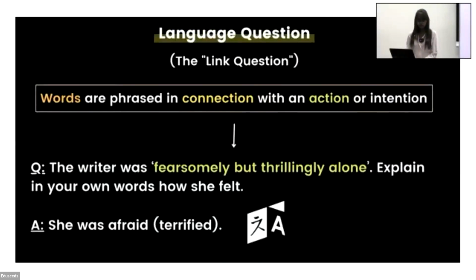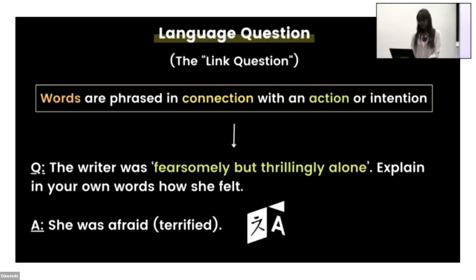Second, language question. We also call it the link question. Words are phrased in connection with an action or intention. For example, the writer was fearsomely but thrillingly alone. Explain in your own words how she felt. The keyword here is how she felt. They have given you the phrase. Go back to this phrase in the insert and identify what she felt. The answer should be she was afraid, or you can also write terrified. So it has a link to the passage.